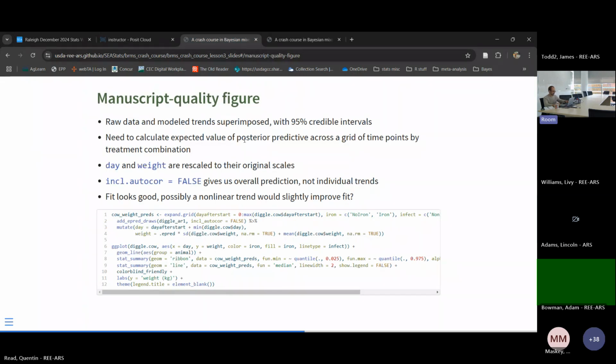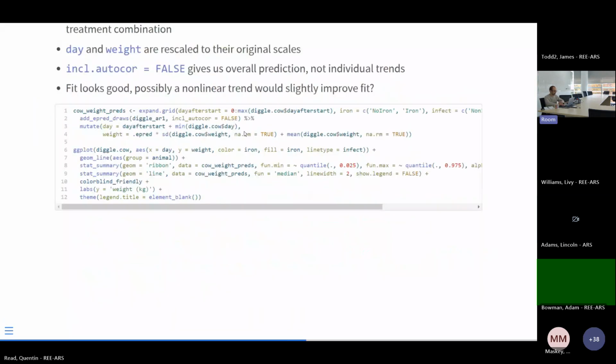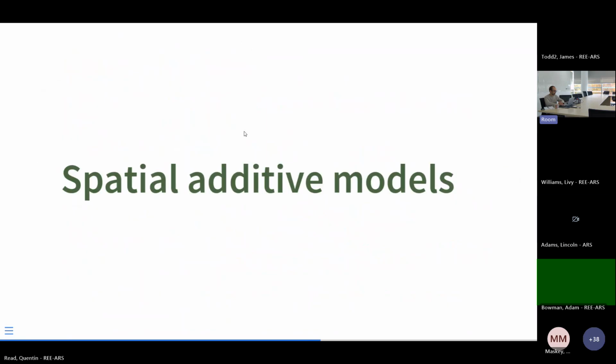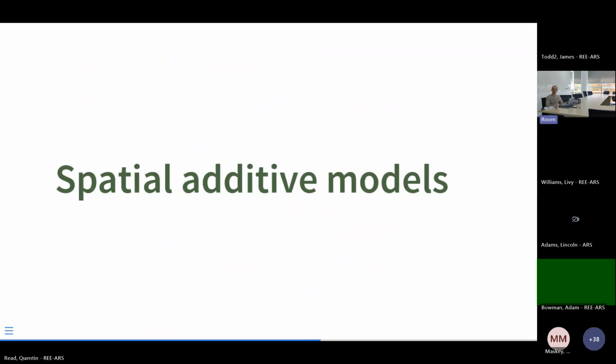Okay, so let's go ahead and get to the next part of this. That was pretty cool. Doing the residual covariance is neat and very useful. But I think this is an even more powerful way to account for variation in space and time that maybe can give you some interesting inference also, which is to do a spatial additive model. So let's talk about that.